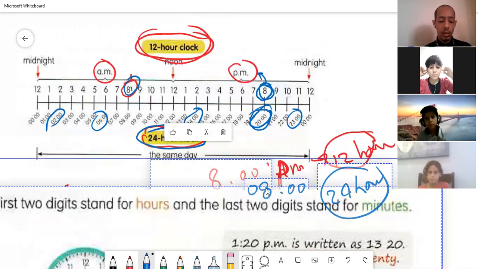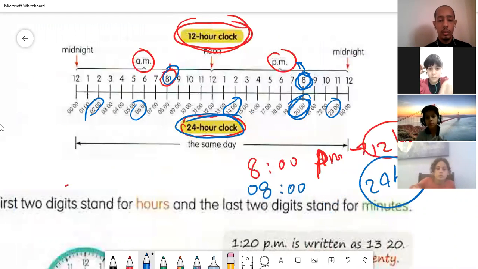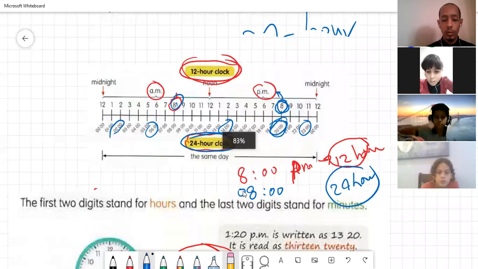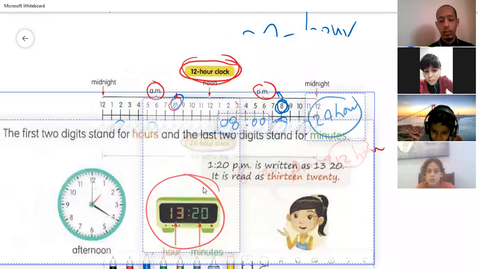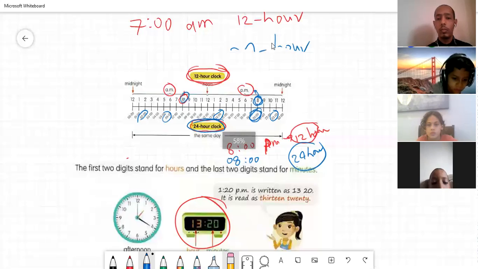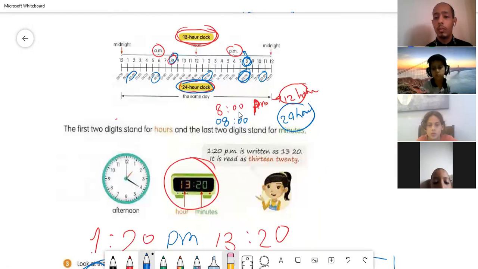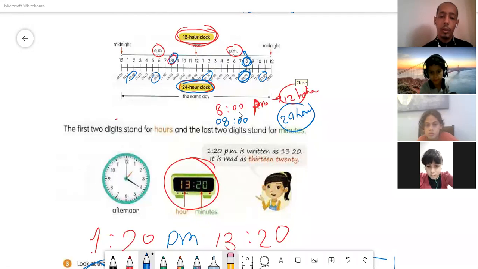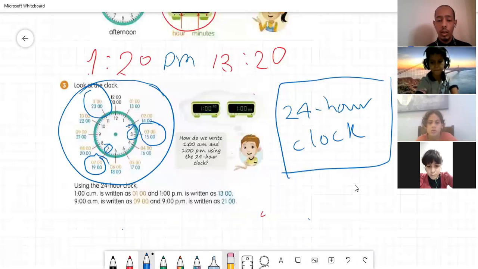Write in the chat if it's clear. Is it clear? Say yes or no. Okay. I hope so. Now, let's move.